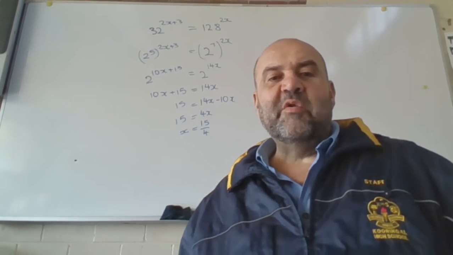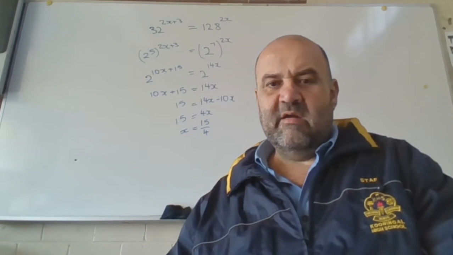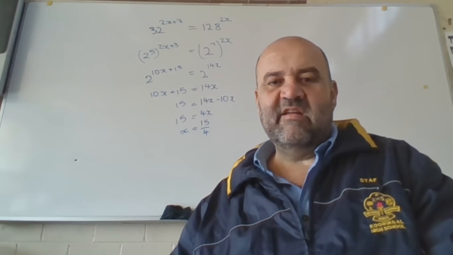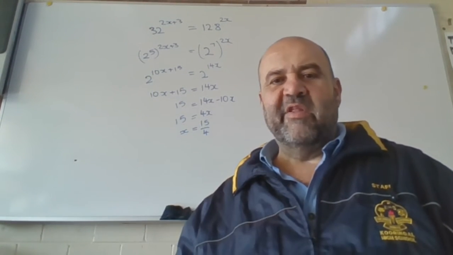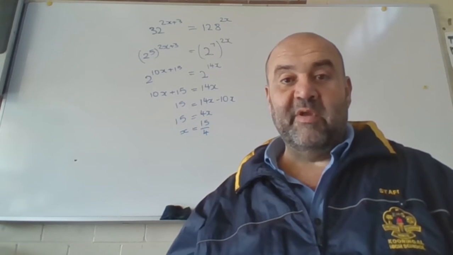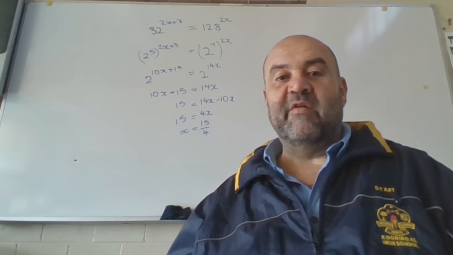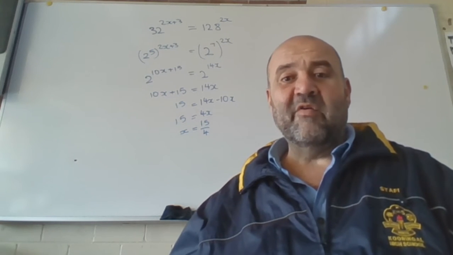G'day folks. I was sent a question asking me how to do a question, I don't remember which one. Question 8 from exercise 2J. Right? So I picked what I thought was one of the juicier ones and I put it up on the board behind me here. It's got 32 to the power of 2x plus 3 equals 128 to the power of 2x. Yuck, right? Pretty ugly.